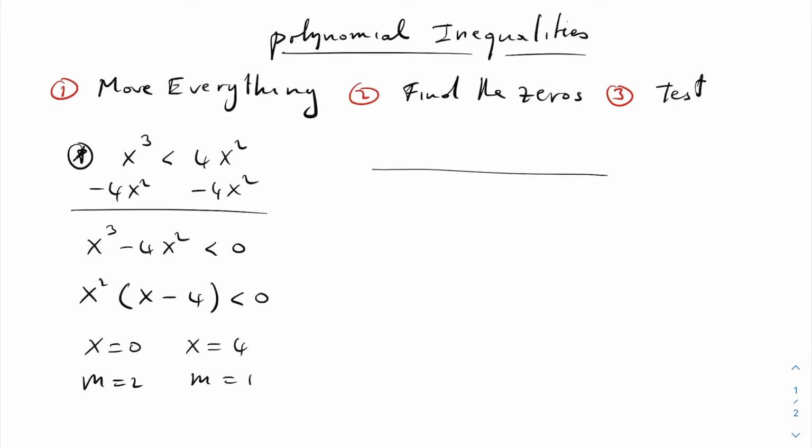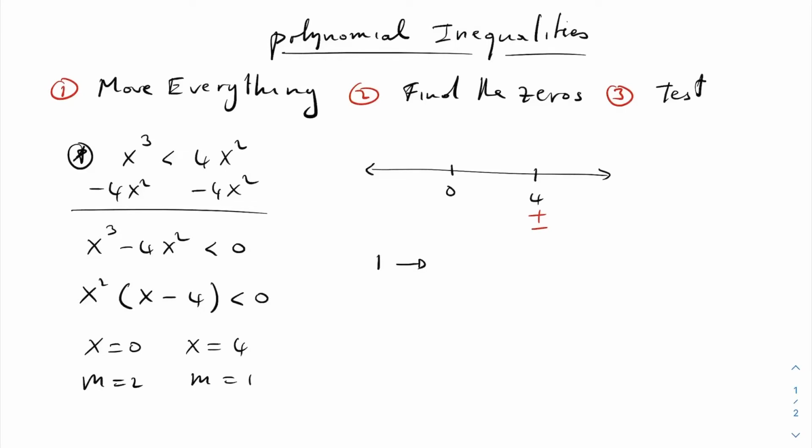As I put them on my number line here, I'm going to put 0 here, and I'm going to put 4 here. And I know that my sign is going to change when I go past 4, but it's going to stay the same when I go past 0. And so I can go ahead here and pick a test point. That's going to be 1 for me.